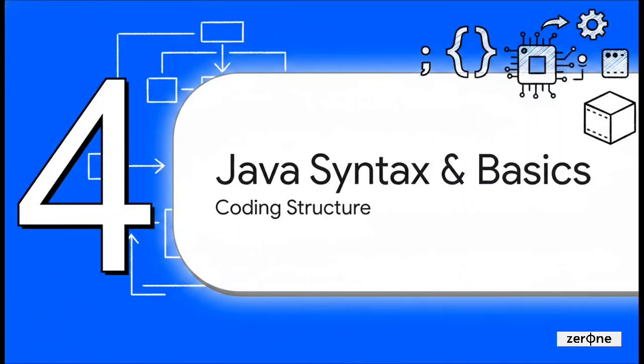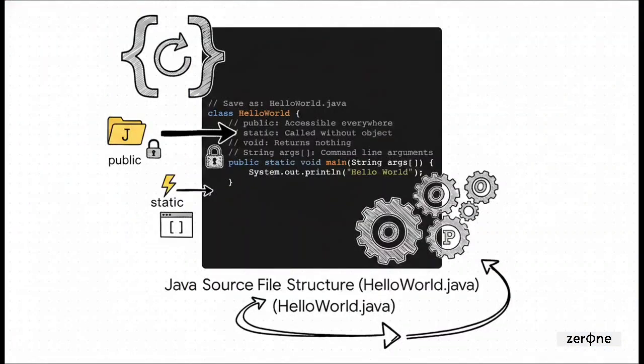Up next, Java syntax and basics. We've covered the theoretical architecture, so now let's transition to some applied coding and take a look at the actual structure of the language. Let's break down the classic Hello World program.